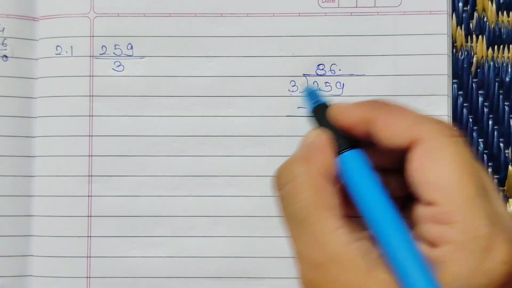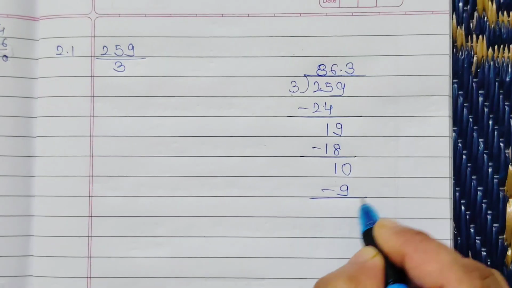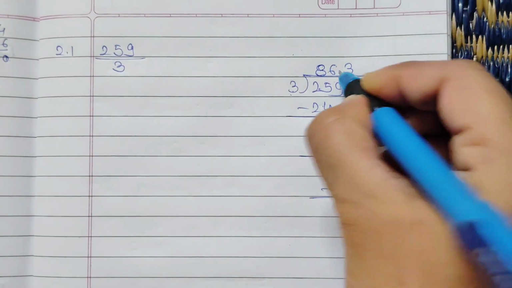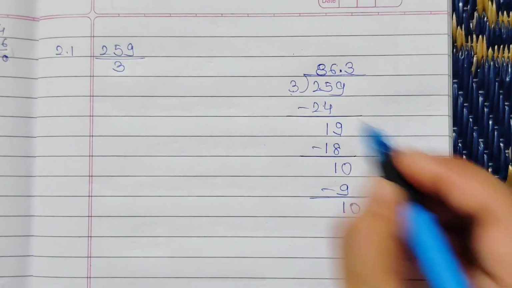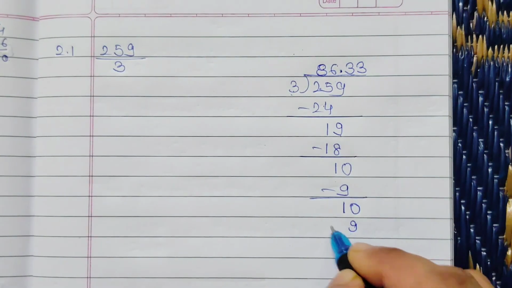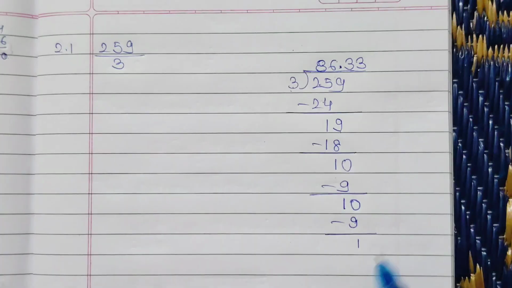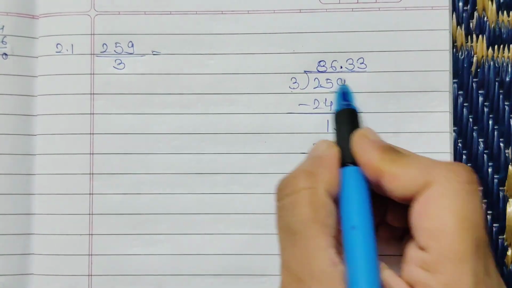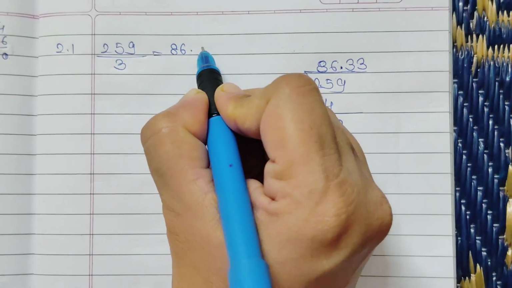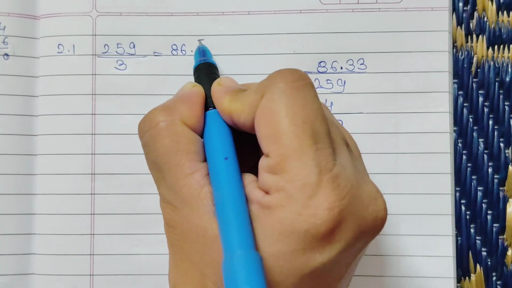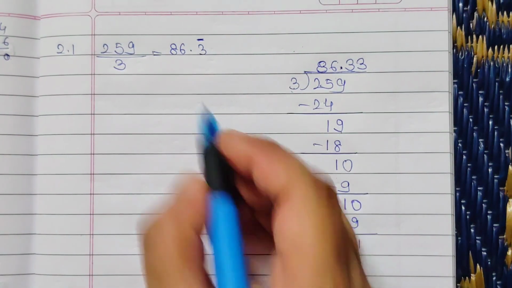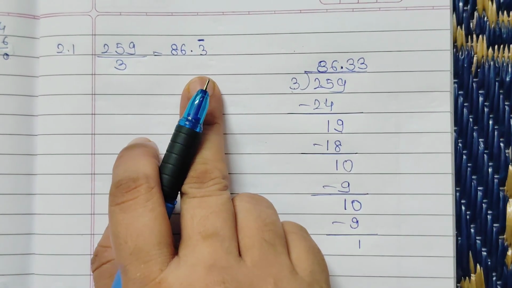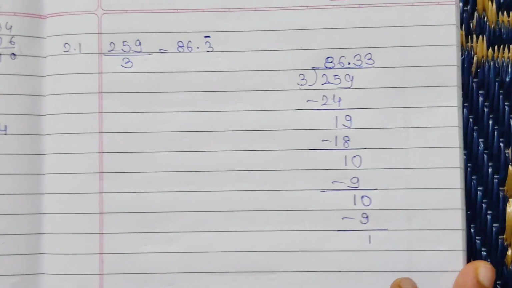Okay. So 3 3s are 9. Again 1 is coming. 10 minus 9 is 1. So as the point is already there, here 0 will come. So 3 3s are 9. Again 1 is coming. So here now we got that 3 is recurring. Okay. So what will we write? Answer: 86.3 we will write one time and put the bar sign on it. Okay. So 86.3 recurring. Okay. So we have converted this into decimal. Okay. Now next question.